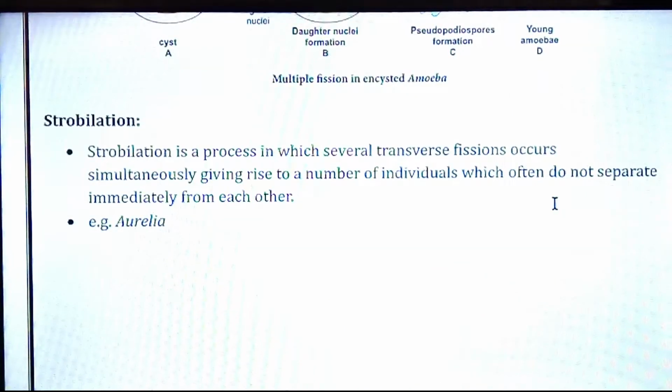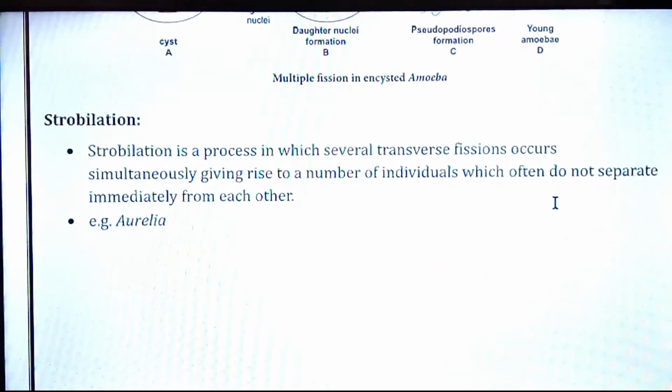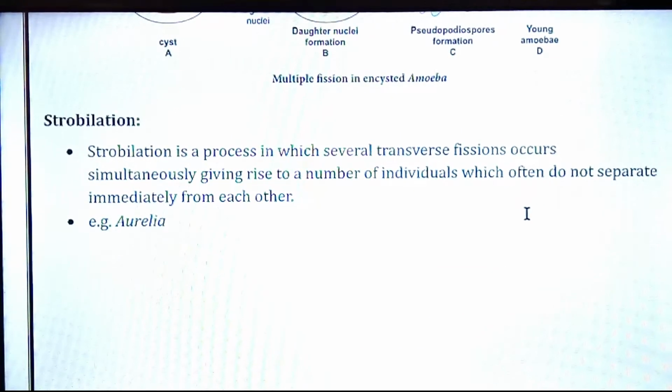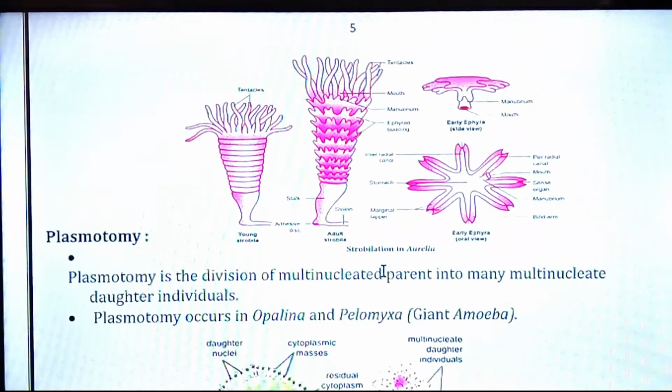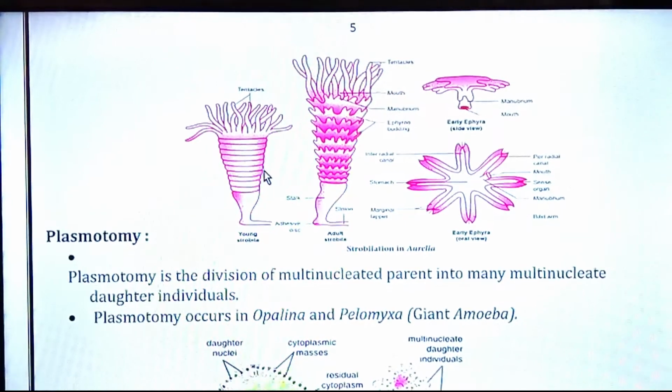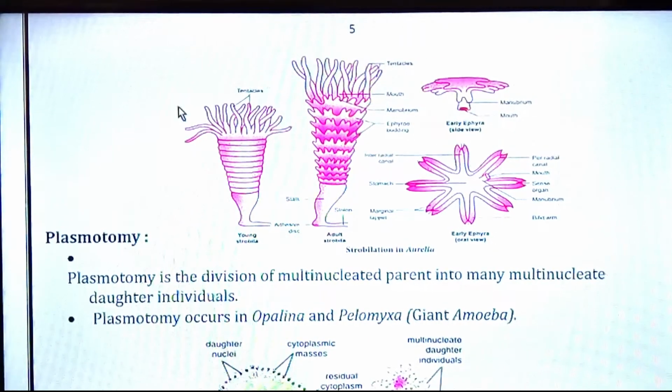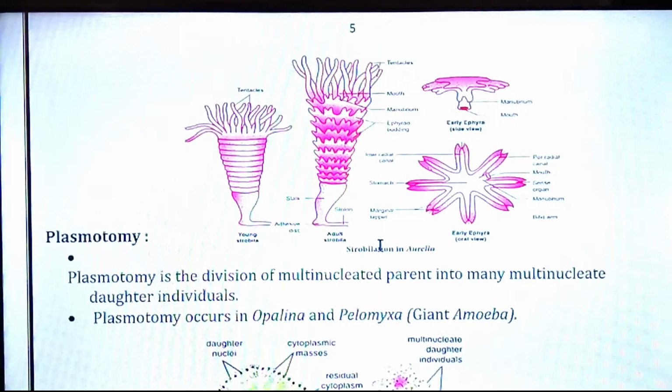Next, we have strobilation. Strobilation is a process by which the adult individual will divide transversely to give rise to many individuals. Most often they will not separate, but after some time they will separate to form different individuals, and this is seen in Aurelia. So this is the Aurelia. The young one will undergo transverse division, and these are the young ones, different Aurelia, and each will become an individual. That is the early ephyra, and this is both the oral view as well as the side view of the ephyra, which is got from the strobilation of the Aurelia individual.